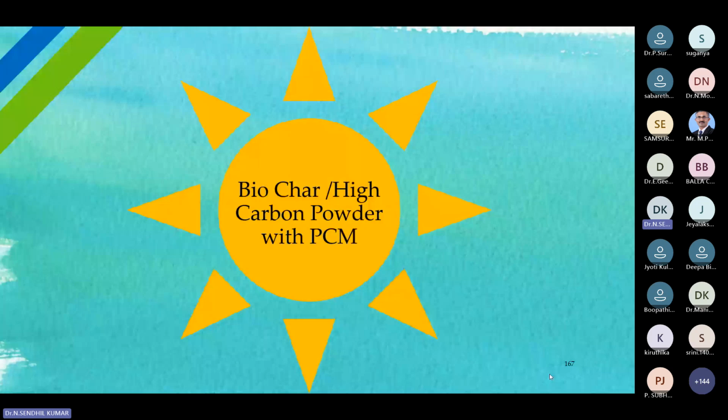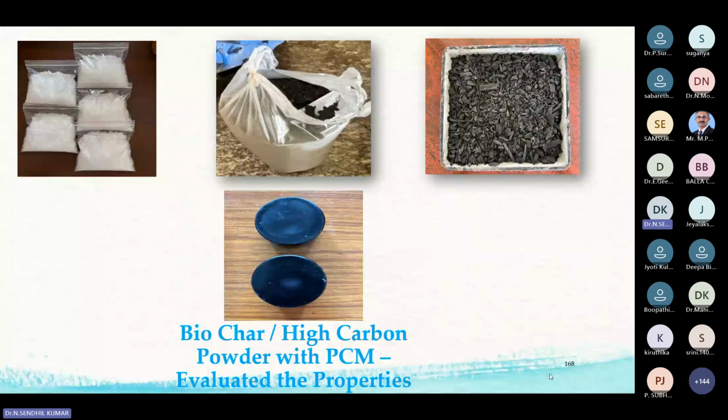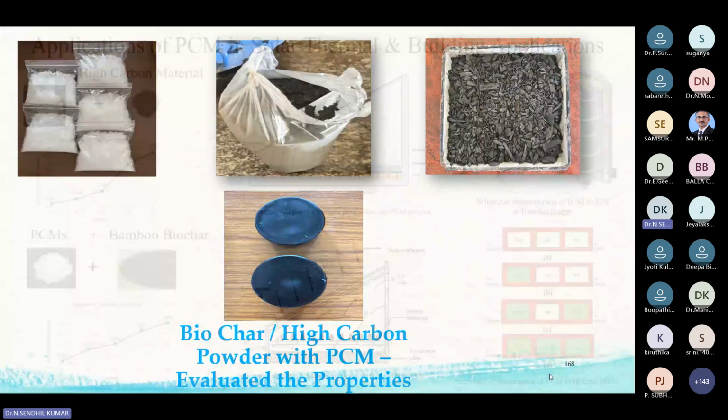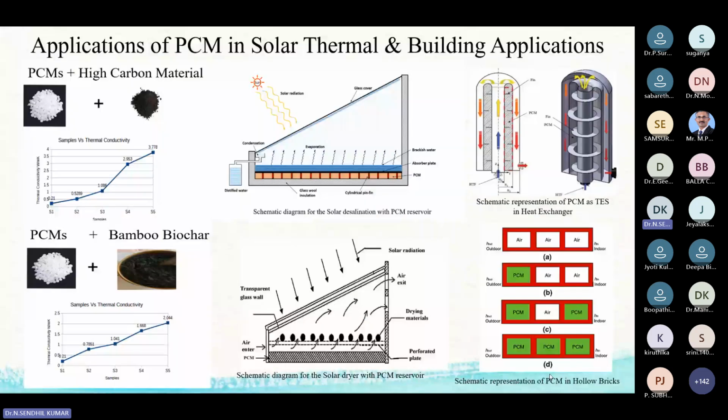And biochar with the PCMs to enhance the thermal conductivity. We are working with the biochars and the PCMs also. These are some of the things. In the building components also we are working, with some PCMs to cool the building components. These are the equipment and testing facilities available.